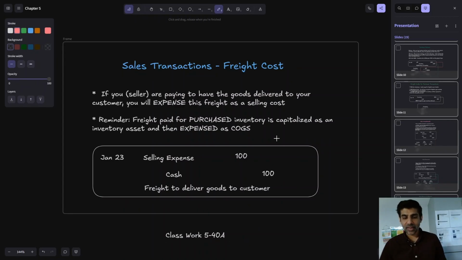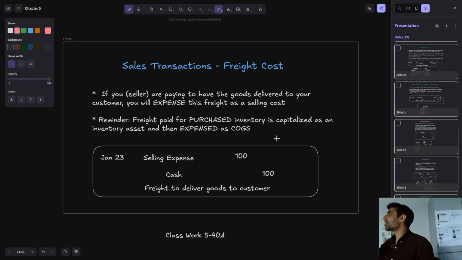Okay, freight expense. So again, this is another difference between whether you're purchasing or you're selling. So what did we do with freight costs when we were paying for inventory to be delivered to us? What did we do with that freight expense? Does anyone remember? Exactly. This terminology, it was capitalized.